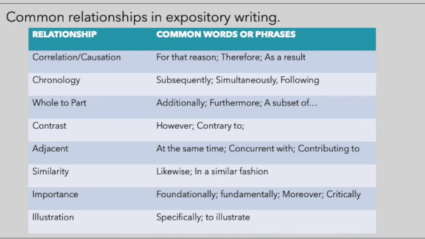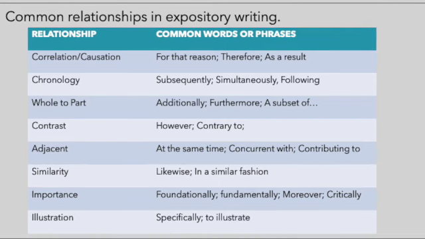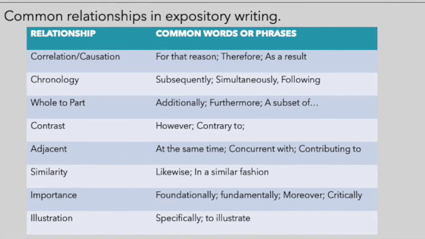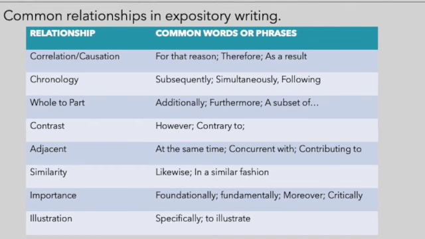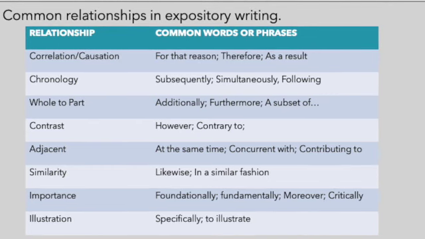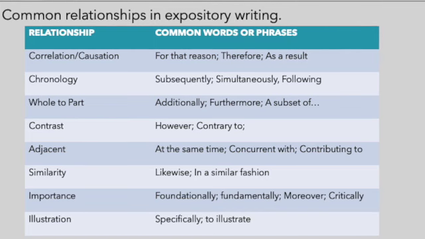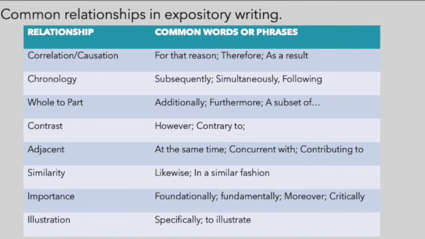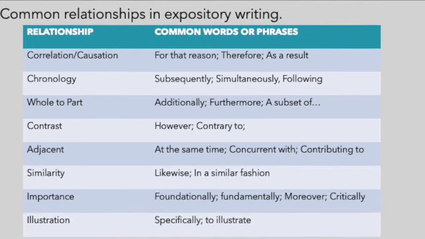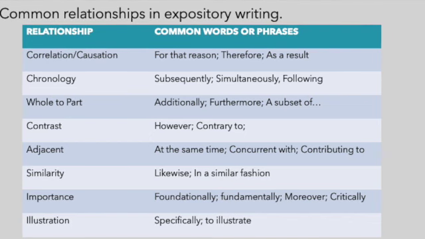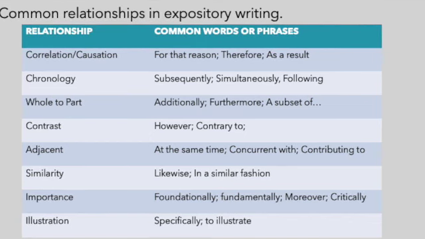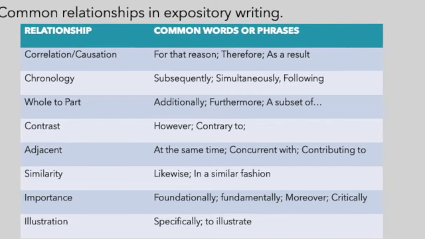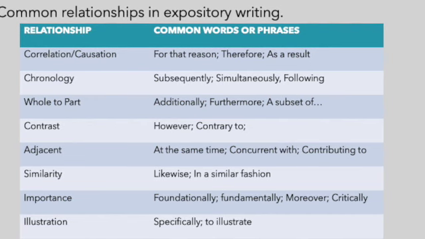Another type of relationship is the contrast. We use contrast to clarify a concept, a theory, an idea by pointing out its differences with something that people might be more familiar with. We might see things like "however," "on the contrary," or "at the same time" as common phrases to show contrast. And the sister to that is similarity, which is clarifying ideas or concepts by pointing out similarities with something that is more familiar to the reader. We see things like "likewise" or "in a similar fashion" to show that type of relationship.